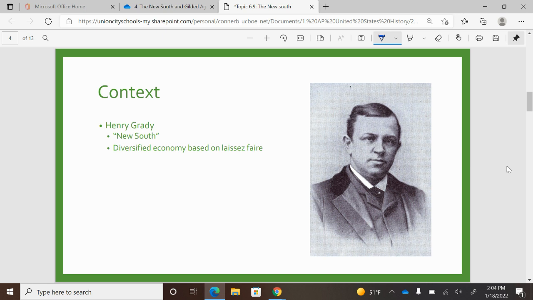And he coined it the New South, where he said the South was going to have a diversified economy. That's going to be different than the predominantly agricultural one that was before. So they're going to bring in elements of industry. There's not going to be a lot of government regulation and oversight, is what he's pushing for here. That's where the laissez faire aspect comes in, with the government being hands off, and trying to open up the economy a little and not be so dependent on one crop as they were before. So that's the context where the phrase New South comes from.